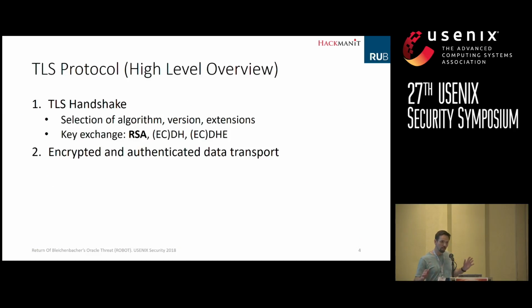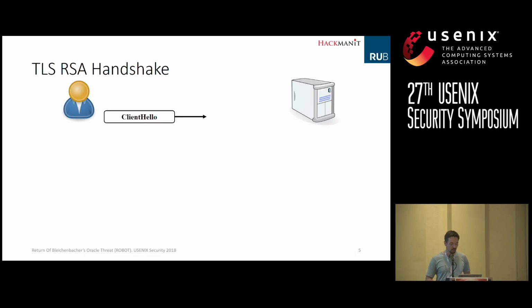On a very high level, the TLS protocol is divided into two phases. In the first phase, the TLS handshake, the two parties, client and server, have to negotiate algorithms, TLS version, extensions, and so on, and they perform a key exchange. There are three types of key exchanges: RSA key exchange, Diffie-Hellman key exchange, and Diffie-Hellman ephemeral key exchange. Afterwards, after they exchange the keys, they can proceed with the encrypted and authenticated data transport. For this talk, the RSA TLS key exchange is important.